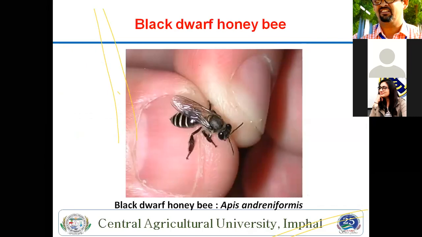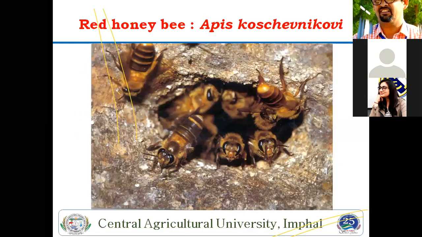Other species are also found in India: the black dwarf honeybee, Apis andreniformis, and the red honeybee. We have already told you about Apis cerana or Apis laboriosa, a new species found in India as well as Nepal. Another is Apis koschevnikovi, which is red in color and also produces red honey.